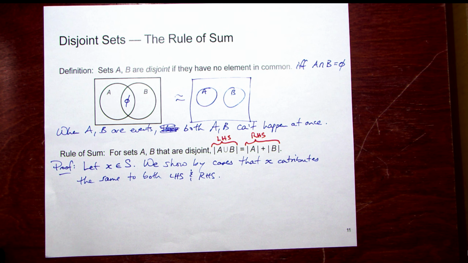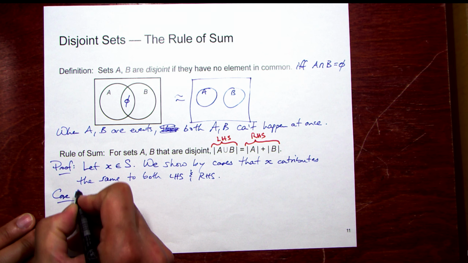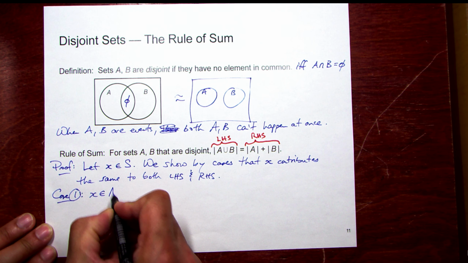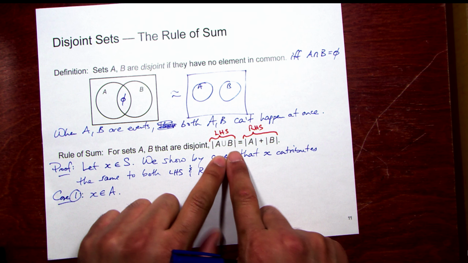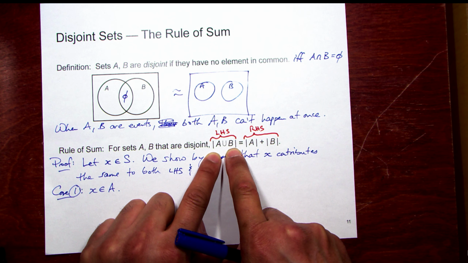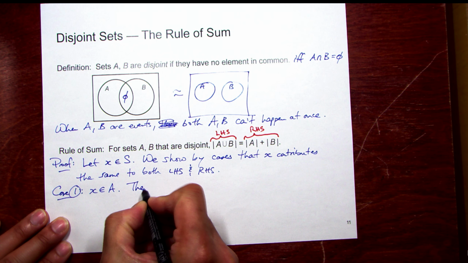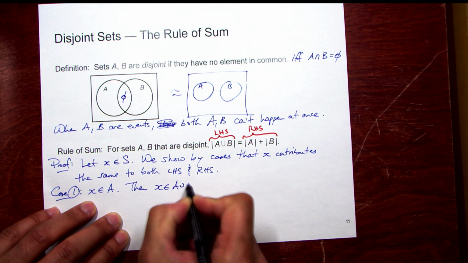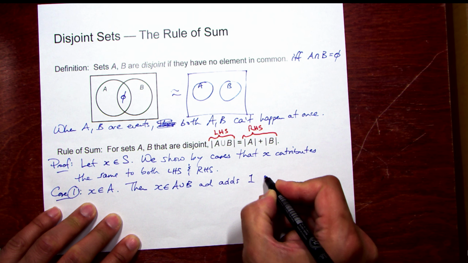Okay, so what do I mean by cases? Well, X can be in several locations in this diagram. Case one, we're going to say, suppose X is in A. So if X is in A, we look at the left-hand side, and it contributes 1, like it's in A union B. So it contributes 1 to the left-hand side.